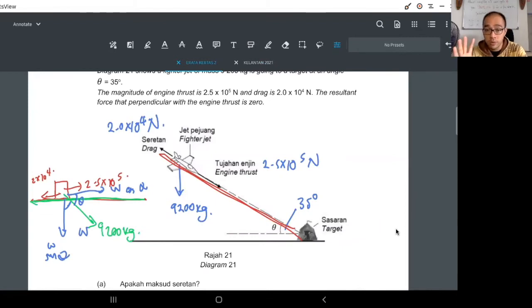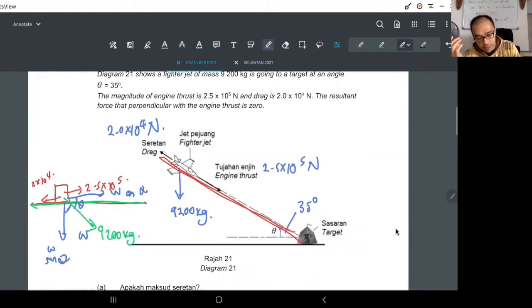Now, what is theta? Of course we have to know what is theta. If this angle is 35 degrees, be very careful, people, this angle is not 35 degrees. This angle is 35 degrees, so this angle will be 55 degrees. So the theta that we want is 55 degrees. And W obviously is M times G.